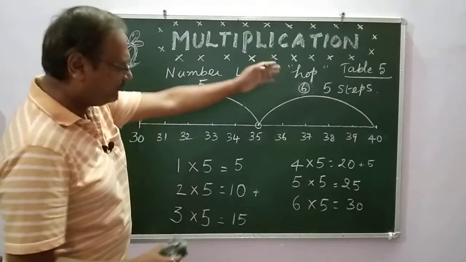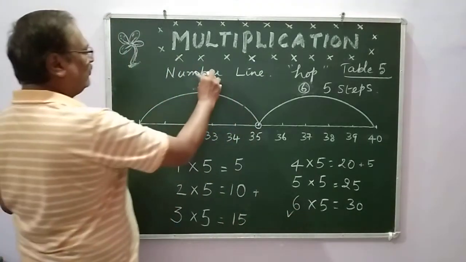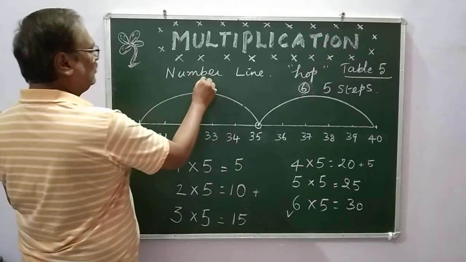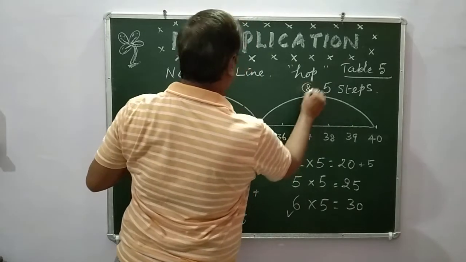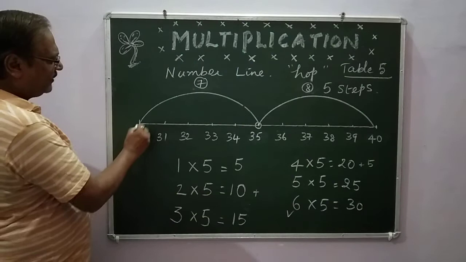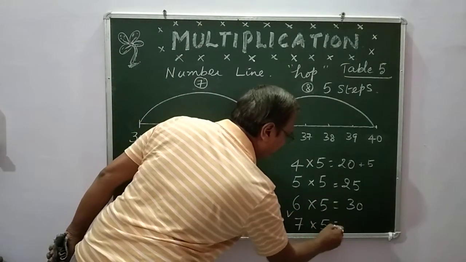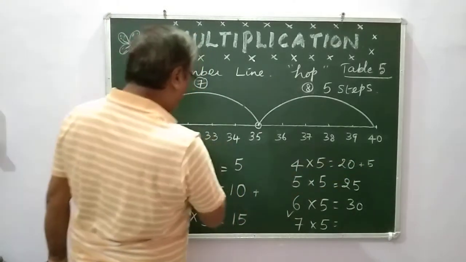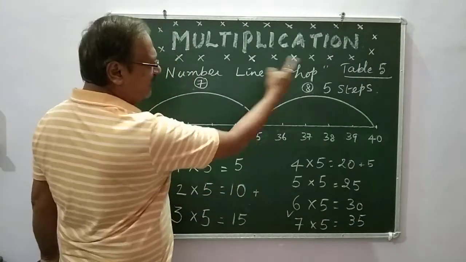Now, how many jumps has it done? Already 6 jumps it has done. Now it is going to hop the 7th one and then it is going to hop the 8th one. Let us find out. If it does the 7th jump, what will happen? 30, and for 7 5s you add 5 more steps. Hop it 5 more. That is 35. Then add 1 more.